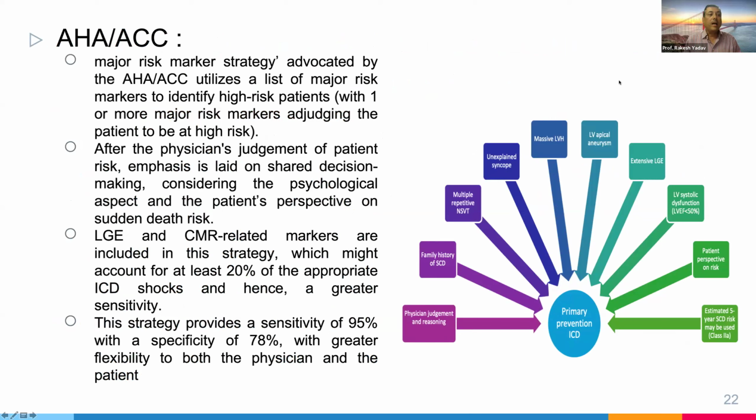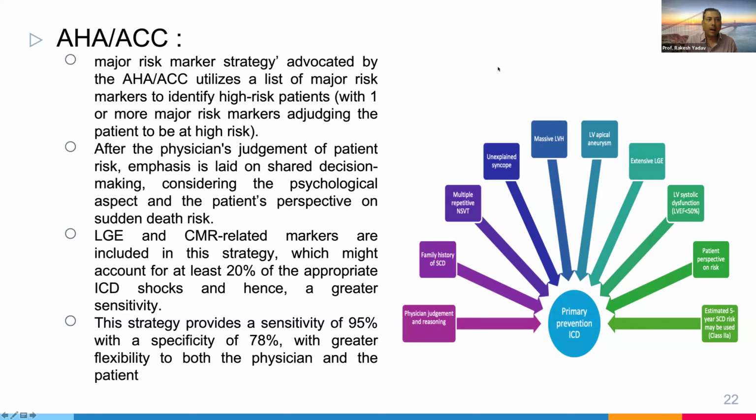I will again enumerate. After the physician's judgment of patient risk, emphasis is laid on shared decision making. They say you should discuss with the family and patient, considering the psychological aspect and the patient's perspective on sudden death risk. LGE and CMR related markers are included in this strategy, which might account for at least 20% of appropriate ICD shocks and hence a greater sensitivity. This strategy provides a sensitivity of about 95% but a specificity of 78%, with greater flexibility to both physician and patients. And what are these major risk markers?